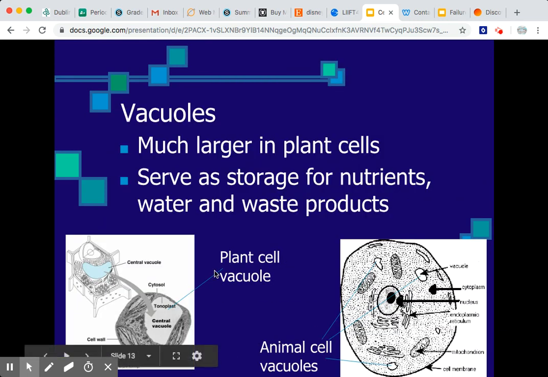If you look here again, this is your central vacuole. In animal cells, these are much tinier. All right, so you can see there are several little vacuoles in this animal cell.